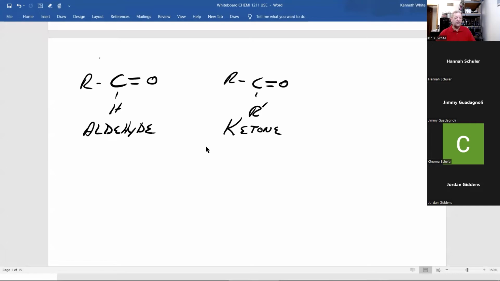As we did yesterday, find the longest chain with the carbonyl carbon, that's the carbon double bonded to oxygen, and name it as an alkane. Drop the E, add AL, and the carbonyl carbon is always number one, so you need no number.